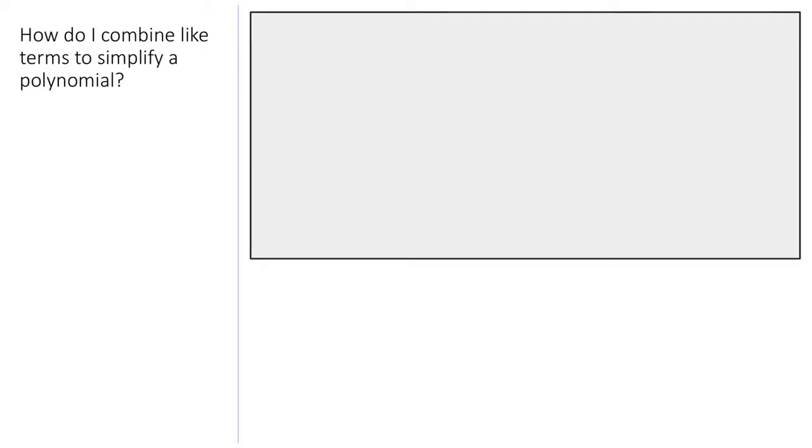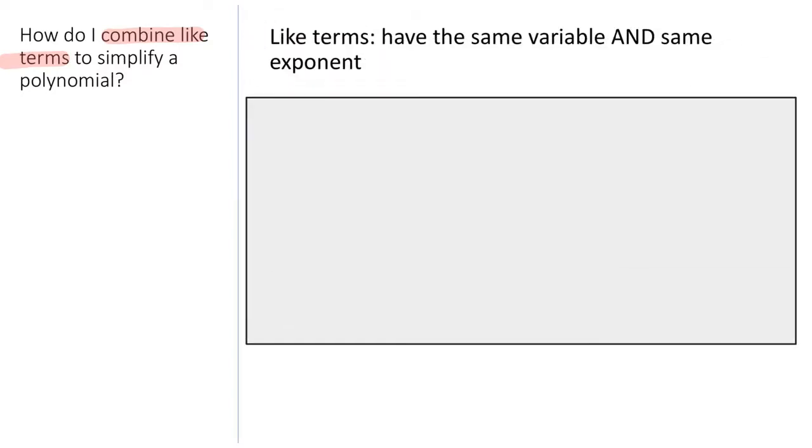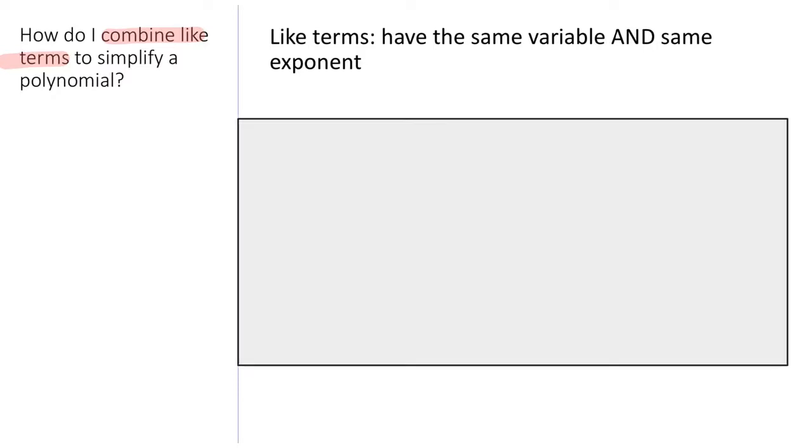Starting on this slide, we're going to start getting a little more into mathematical operations. And this should be something that you've heard before, which is the idea of combining like terms. Combining like terms is a way of simplifying a polynomial. So a like term is something that has the same variable and same exponents. So for example, x and 2x are like terms. They both have an x and they both have the same variable.